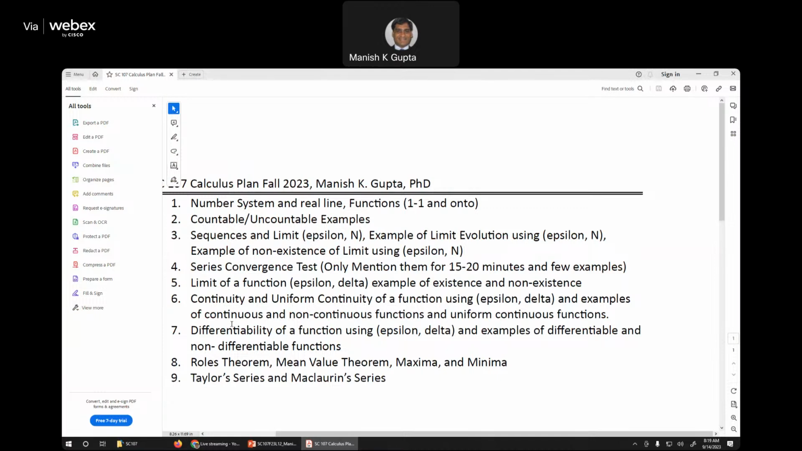These three concepts are there, right? A function is continuous, function is not continuous, function is uniformly continuous. All these three things can be handled with epsilon delta. So you need to understand that, right? So now let me start with the first one.